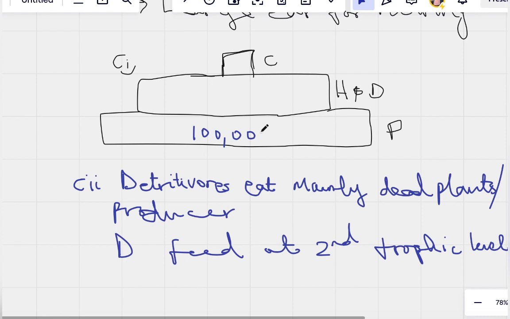If you have 100,000 joules of energy, we did this in our class last time. If I have 100,000 joules of energy, only 10% will be transferred here. So 10% of 100,000 will be what? 10% will be 10,000, right?